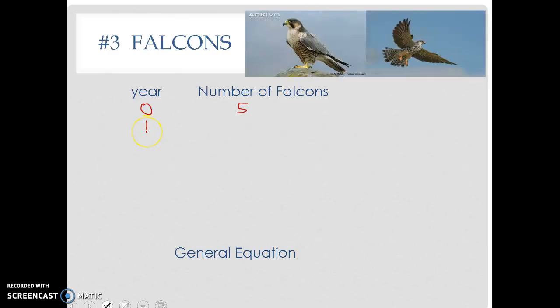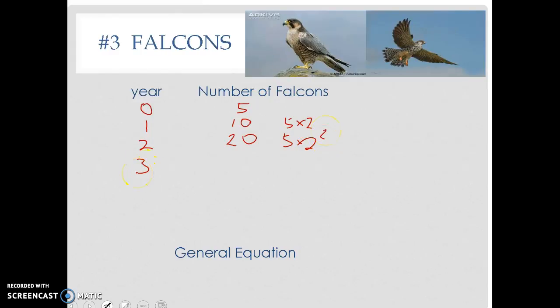And what we're going to do is assume that the falcons double every year. The population doubles. In other words, after 1 year, suppose there would be 10 of them. Well, how did we get 10? We took 5 times 2. After 2 years, there would be 20 of them. And how did we get 20? We started with 5, and we multiplied it times 2 twice. So it's 5 times 2 squared.